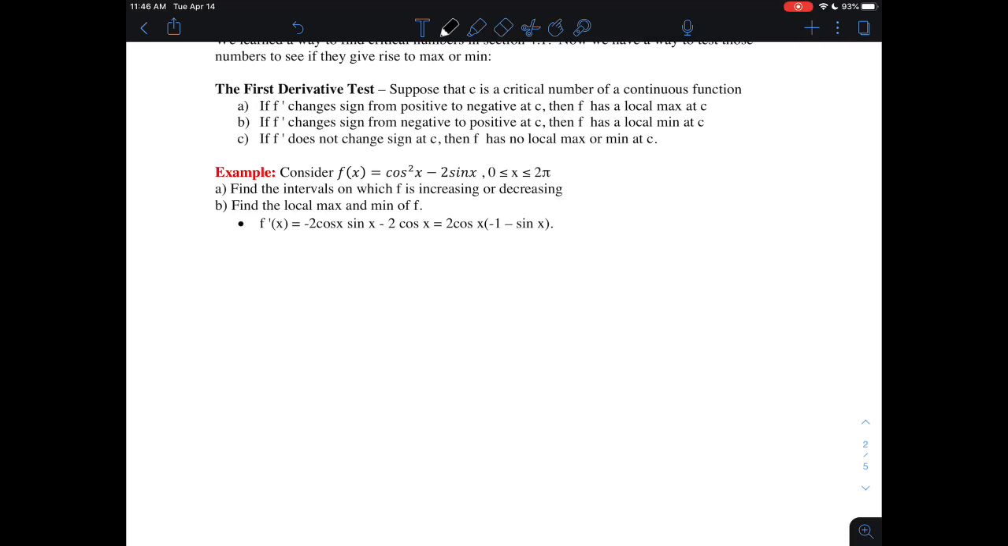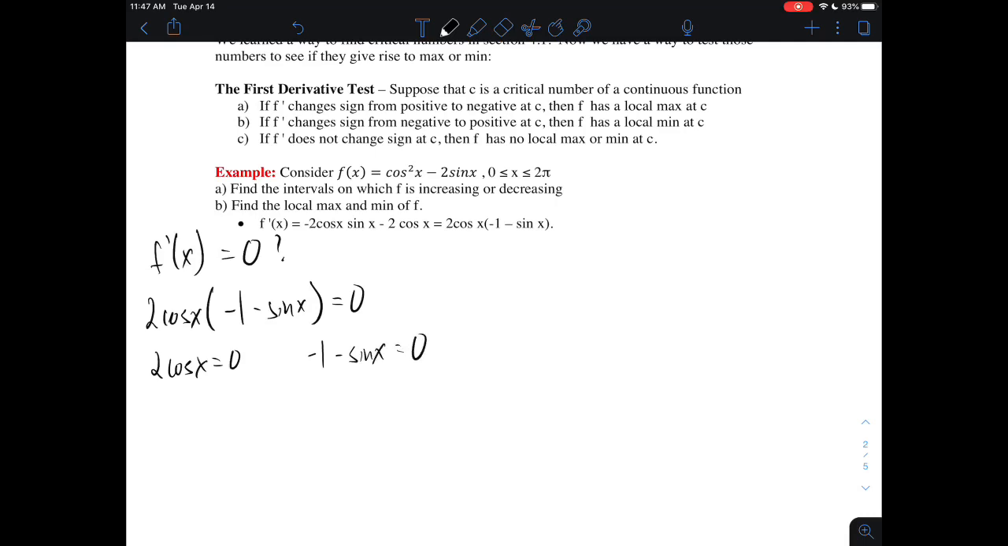So as we saw from the previous example, I need to first figure out where f prime of x is equal to 0. And notice this is going to tell us our critical numbers. So f prime of x is equal to 0 when 2 cosine x times negative 1 minus sine x is equal to 0, which means 2 cosine x equals 0 and negative 1 minus sine x equals 0. So then this turns into cosine x equal to 0. And then from negative 1 minus sine x equal to 0, this turns into sine x equal to negative 1.